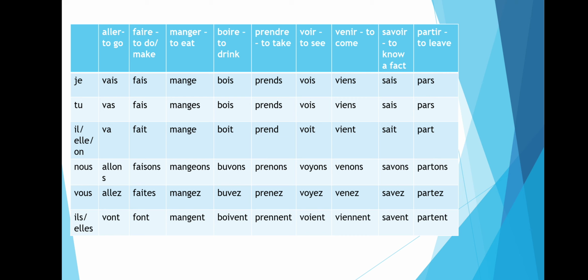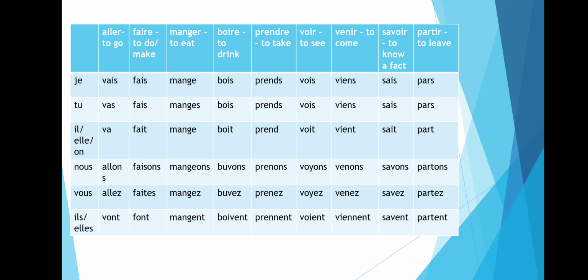Aller, to go. This is also useful. It forms partly le futur proche, which is the near future, which we will look at in the next video. Je vais, tu vas, il, elle, on va, nous allons, vous allez, ils, elles vont. Faire means to do or make. Je fais, tu fais, il, elle, on fait, nous faisons, vous faites, ils, elles font.